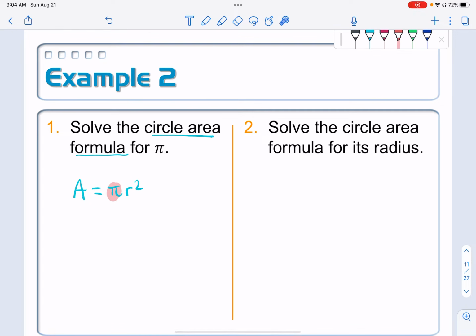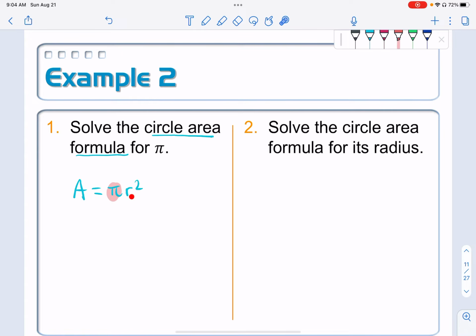So I look at the pi, and it is trapped in a term that is currently being multiplied by r squared. So I need to get rid of the r squared. How do I do that? Do I take the square root to get rid of the r squared? And the answer is no, I don't. Because if I did, it traps the pi inside of a square root, which is not something that we want.